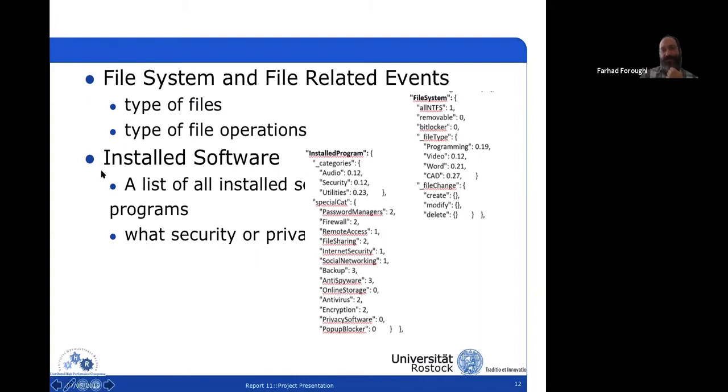The JSON exported from the installed software sensors provides first the category of applications already installed, and the second one is the special categories. For example, more than knowing if a user uses mostly audio or security software or utilities, we need to know if the user has already installed a password manager, a firewall, remote access, or file sharing, these kinds of things, because this gives us information about some vulnerabilities, whether the user is vulnerable to these kinds of things or not.